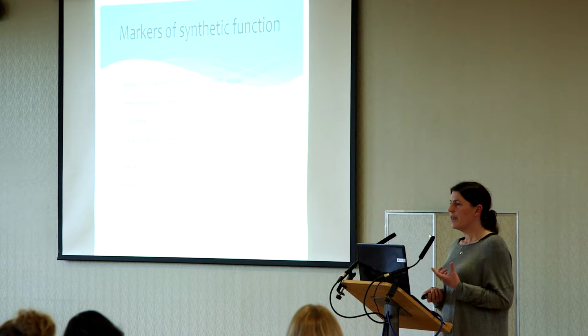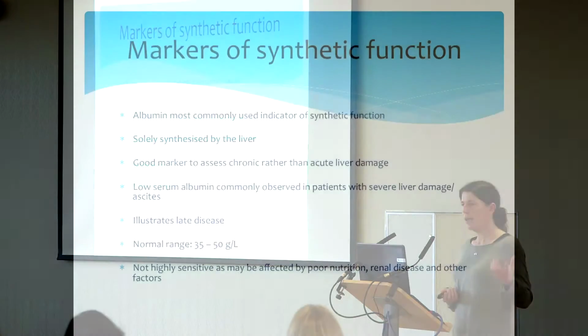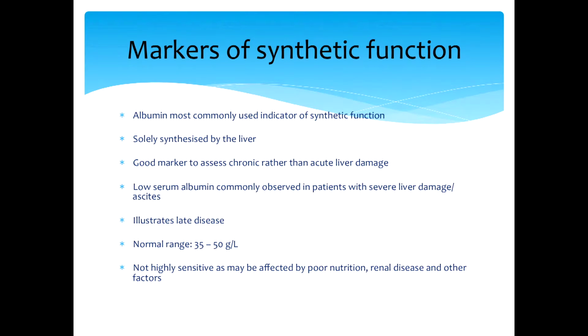Talking about markers of synthetic function, your enzymes are there in response to injury if they're going up, but also what we want to know is, are there any blood tests that tell us if the liver's not working properly? And one of the best markers of that is albumin. This is solely synthesized by the liver, and it's a good marker to assess chronic liver injury rather than acute. And so you'll see a low serum albumin in patients with severe liver damage and potentially ascites.